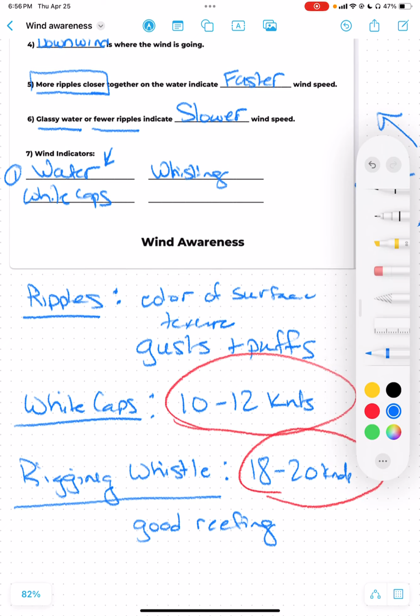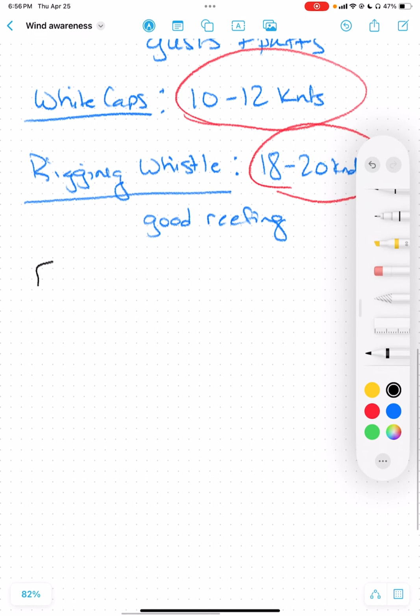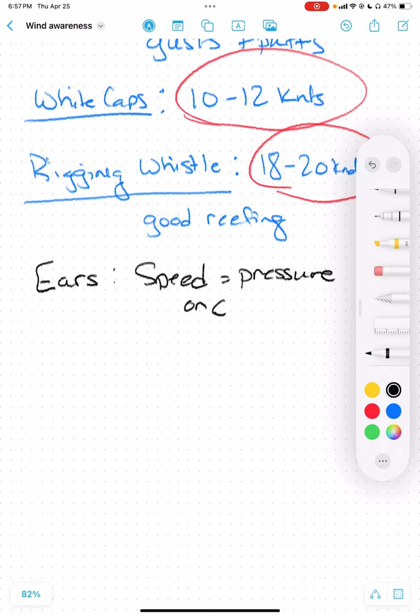So I'm going to come back over here and I'm going to write telltales. And there's one more that I want to add down here that I think is super important. So that's the fifth one. And I'm going to go ahead and just say ears. Okay. The ears on your head are great wind indicators. They're great for speed because you can feel the pressure on your ears. You can feel how strong the wind is.